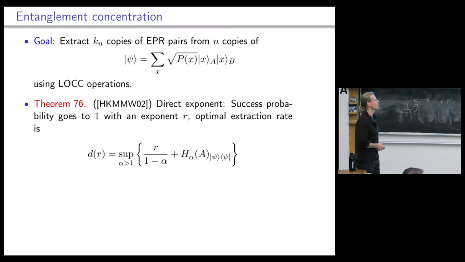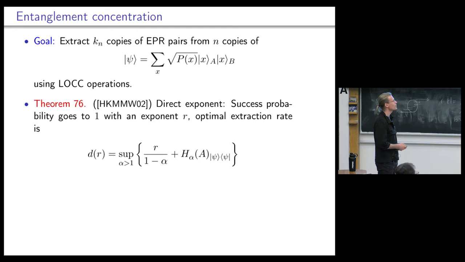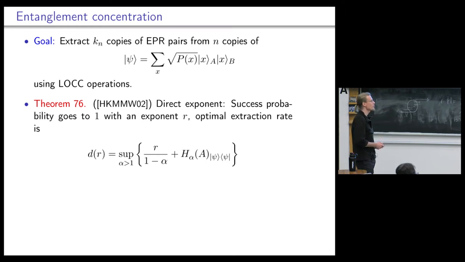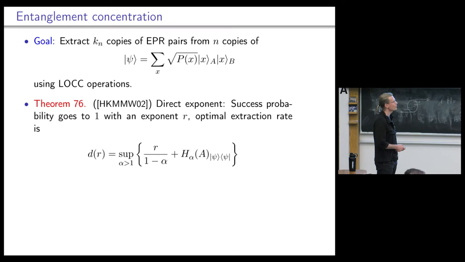The setup is a little bit different from the previously considered ones. You can consider it in a probabilistic scenario when you can explicitly create this state with certain probability, and with some other probability the protocol fails. And we can fix the asymptotics of this success probability. So we can require that the success probability goes to 1 with a fixed exponent. And then it turns out that the optimal extraction rate of EPR pairs is given by such a formula. So again, we get an operational interpretation of the Rényi entropies. So this is the Rényi entropy of the first marginal of the state. Okay.